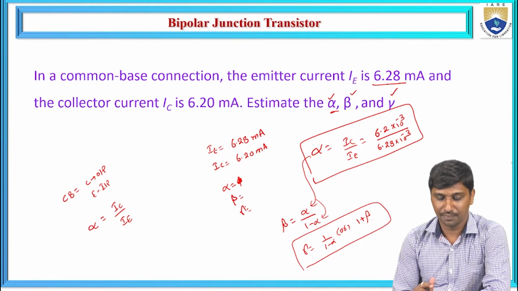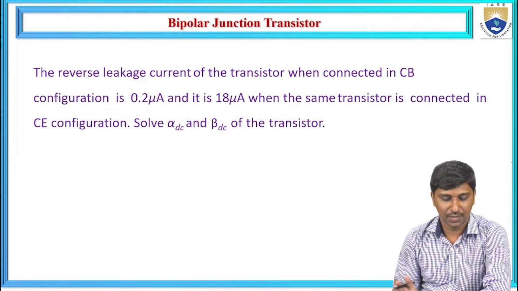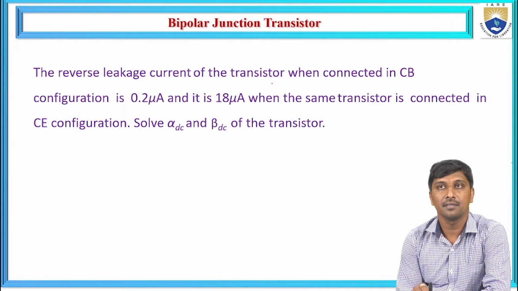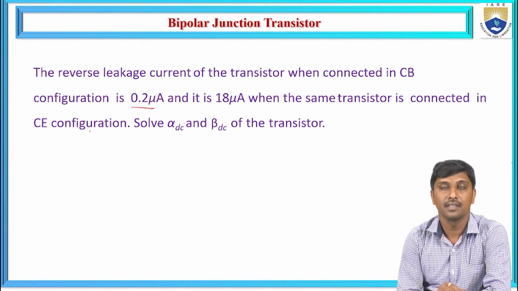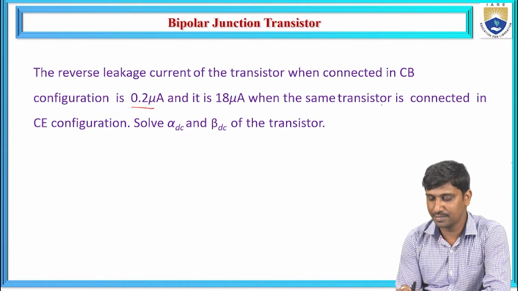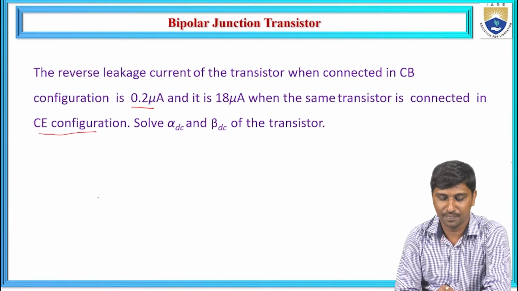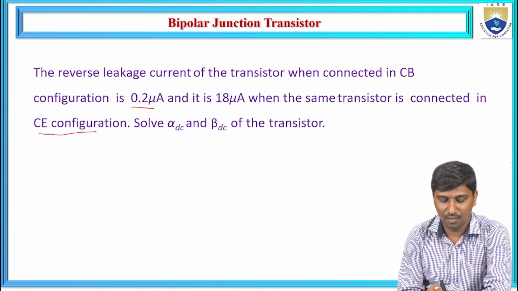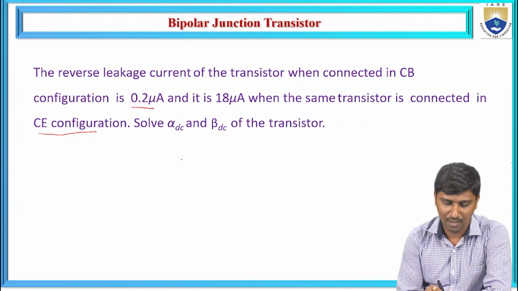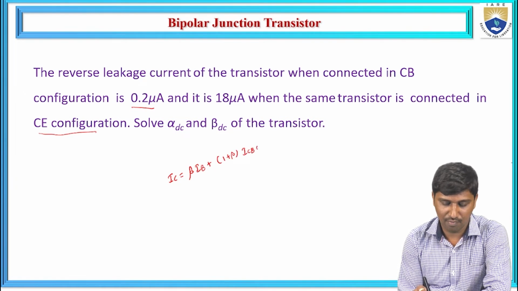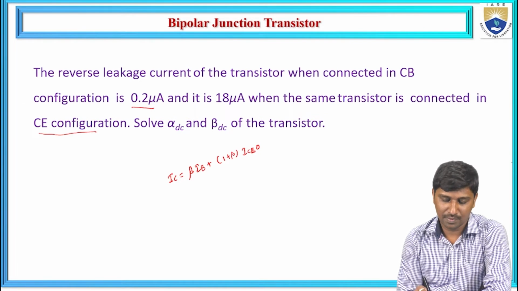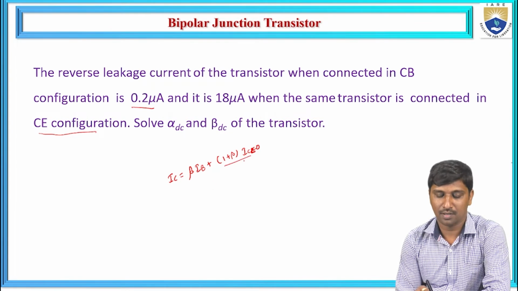The next question is: the reverse leakage current of the transistor when connected in CB configuration is 0.2 microamperes, and it is 18 microamperes when the same transistor is connected in CE configuration. Now we need to solve for alpha and beta of the transistor. Generally, we know the standard relation is IC is equal to beta times IB plus 1 plus beta times ICBO. This is represented as ICO, or IC naught, and it is nothing but the reverse saturation current.